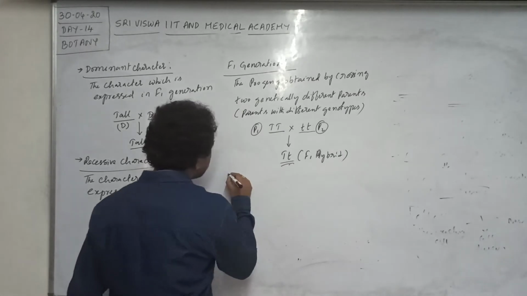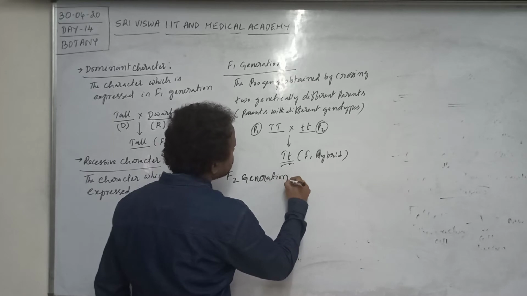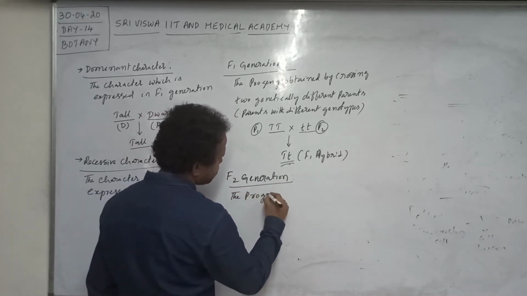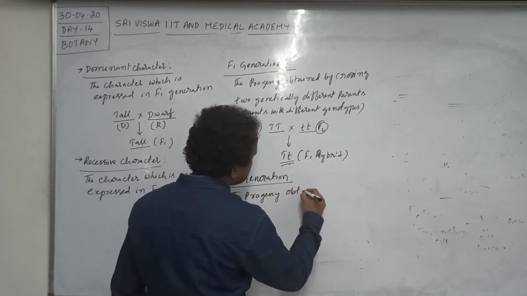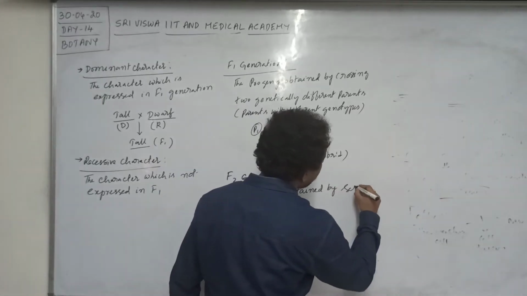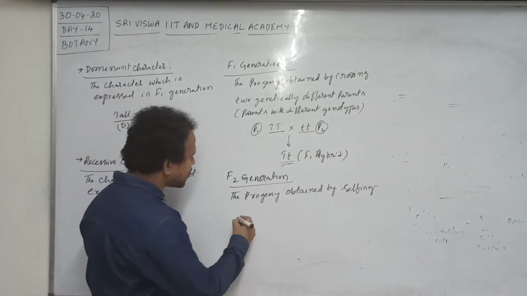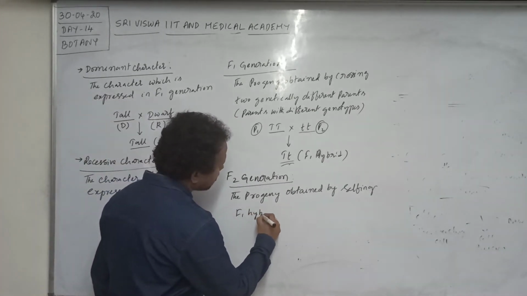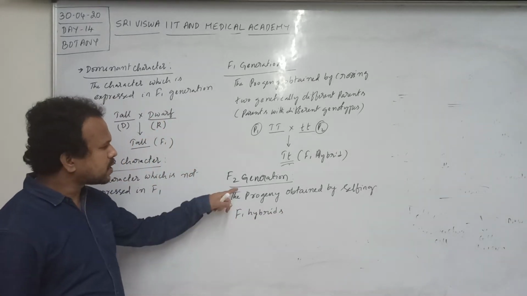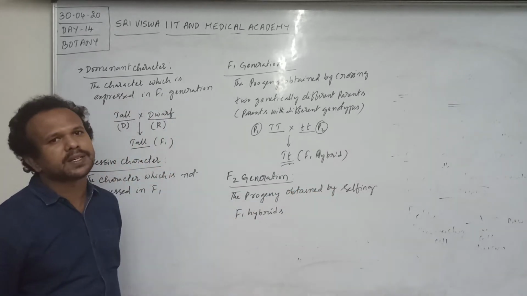Then coming to the next important one, F2 generation. F2 generation is nothing but the progeny obtained by selfing F1 hybrids. Simply, F2 generation is the progeny which is obtained by selfing F1 hybrids.